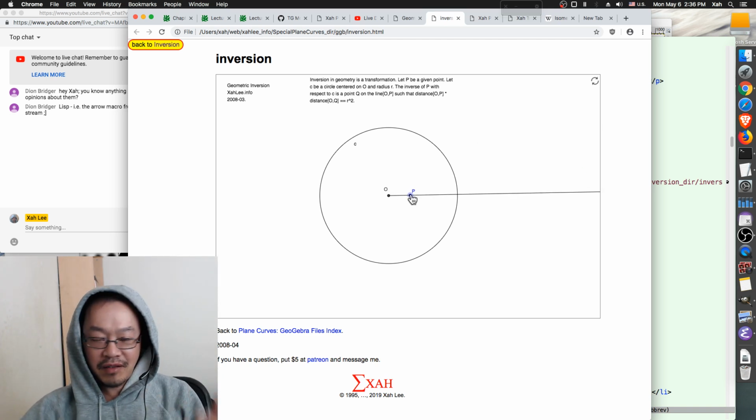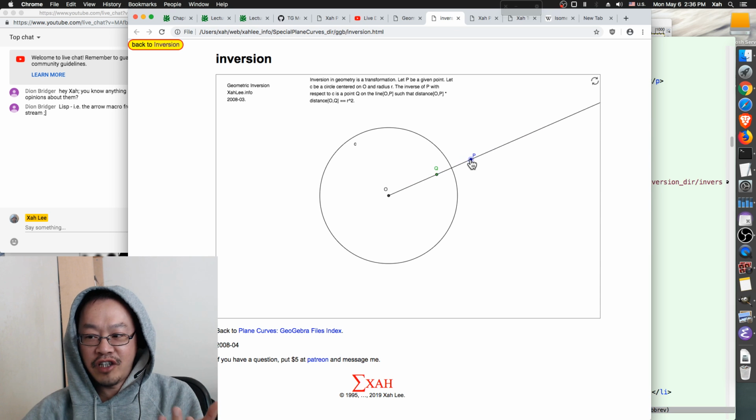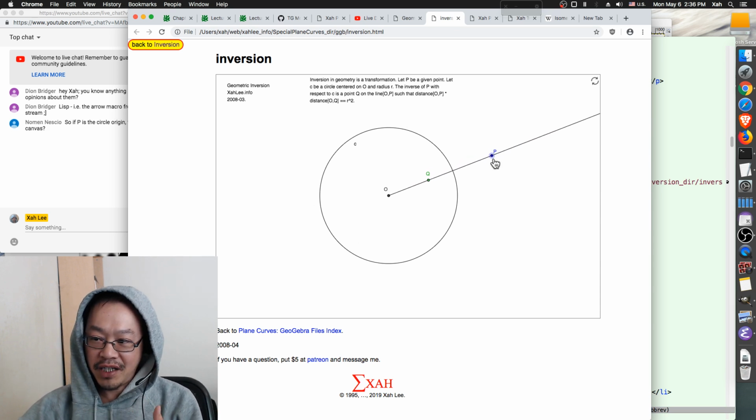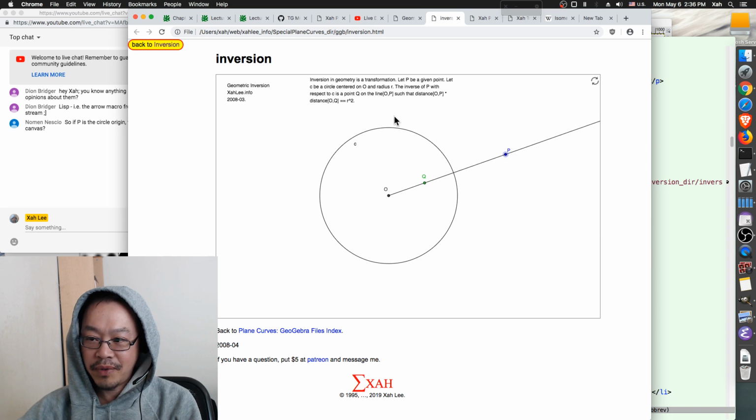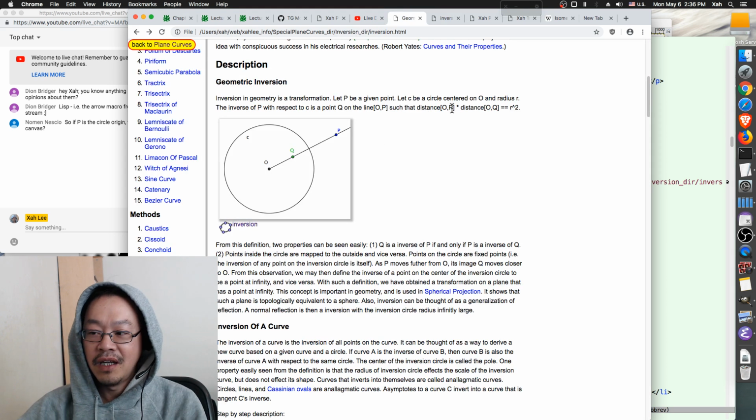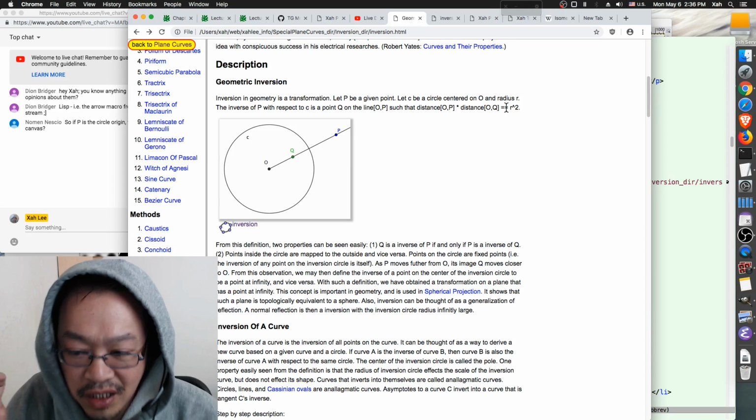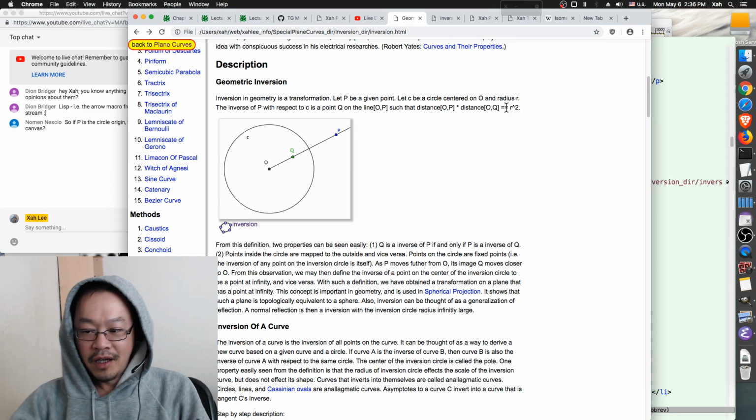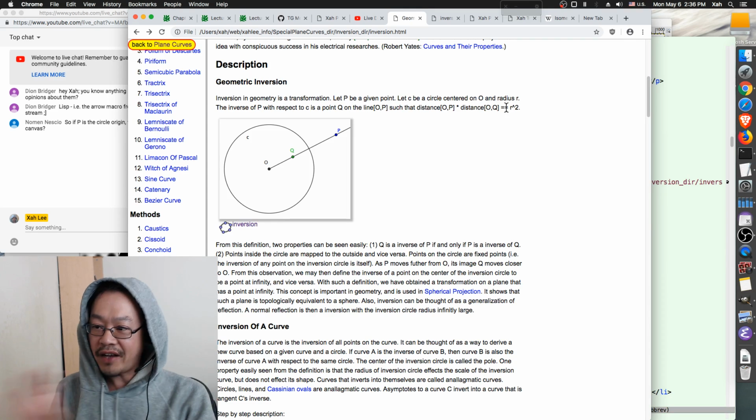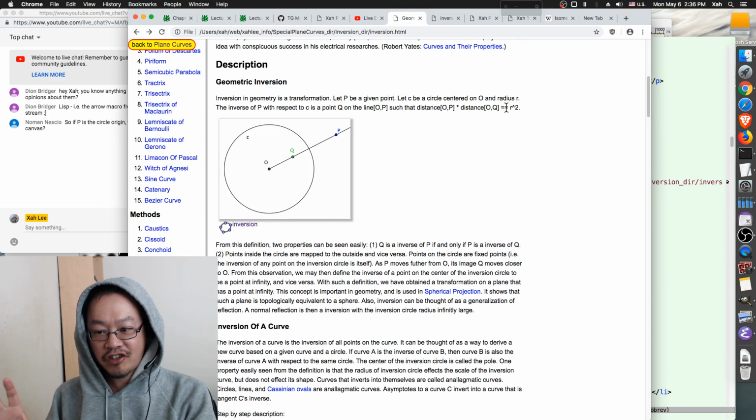So anyway, this is the definition of geometric transformation. Now we are looking at this geometrically, and you can see how they correspond. But algebraically, it's defined by this equation: distance OP times distance OQ equals R squared. Okay. Now that concludes the definition of geometric inversion.